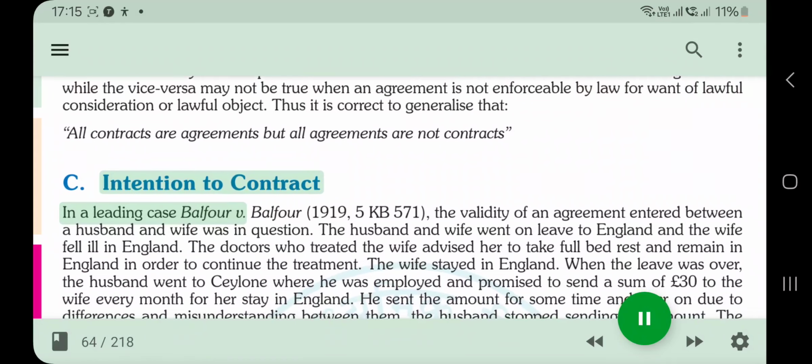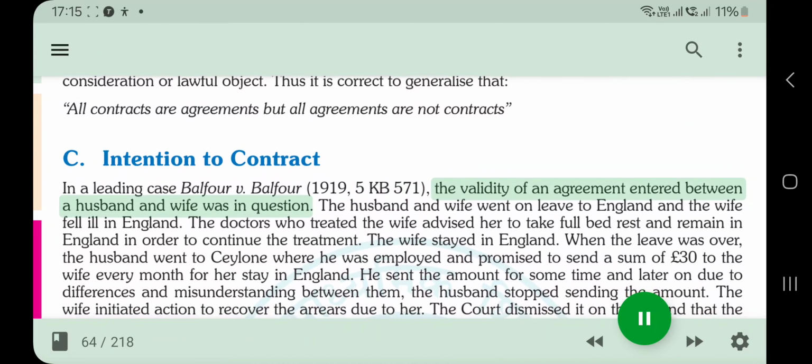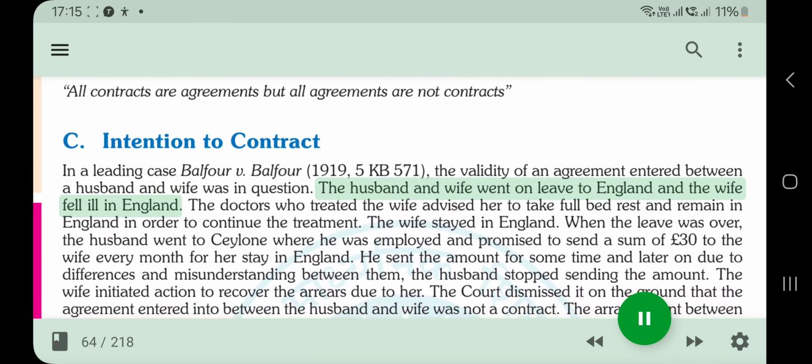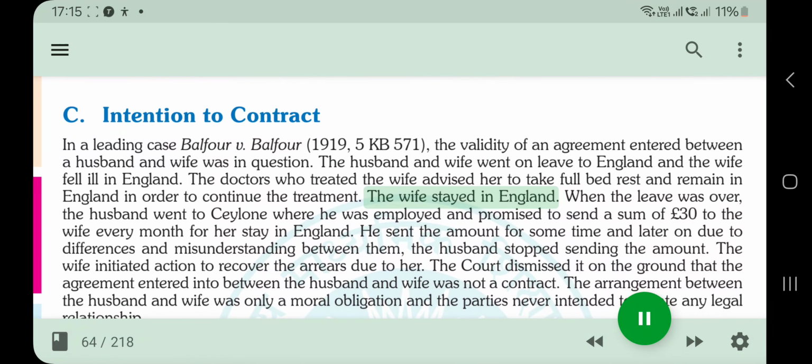C. Intention to contract in a leading case. Balfour v. Balfour, 1919, 2 KB 571: the validity of an agreement entered between a husband and wife was in question. The husband and wife went on leave to England and the wife fell ill in England. The doctors who treated the wife advised her to take full bed rest and remain in England in order to continue the treatment. The wife stayed in England.